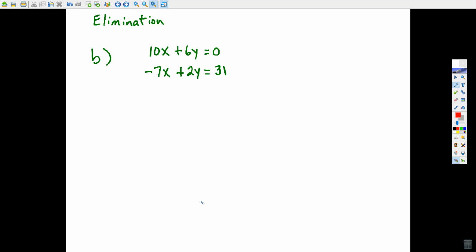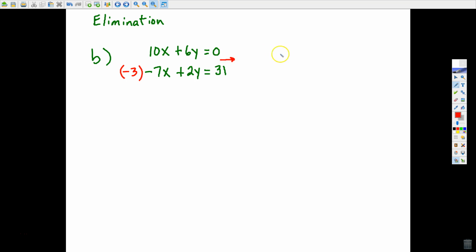Okay, this one doesn't just have a variable that automatically eliminates with addition or subtraction. But if you notice, if I just multiplied the bottom equation by negative 3, then I would be in good shape to eliminate y. So in this case, I'm only going to have to multiply one of the equations by something in order to force a variable to cancel. And it would be okay if you multiplied by positive 3. That would just change the operation that you would use.